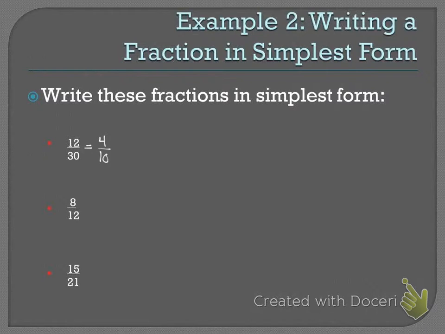No. So if you don't get the biggest number, or what we call the GCF, to start with, you're going to have to reduce twice. I don't mind if you reduce twice. I'm not going to count off for that, as long as your final answer is in simplest form.